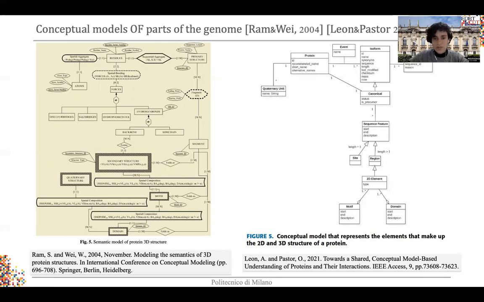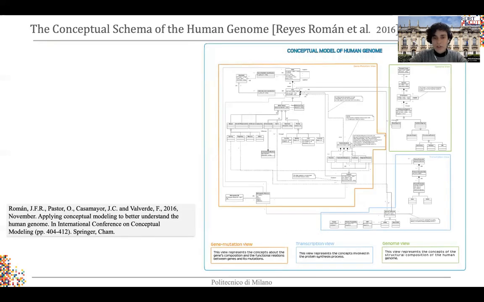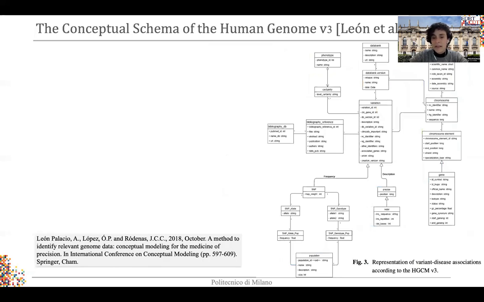again started this challenge. Here we have an important project developed at the Polytechnic University of Valencia, guided by Professor Pastor, where they're trying to build a huge and general map of the conceptual model of the genome. Here we have the gene mutation view, the transcription view, the genome view, but many other views are being added since 2016. Now they're probably at 7 or 8 different views, trying to understand all the possible layers and complexities of the genome. And for example, in 2018, they built a new view that represents the variant disease associations.